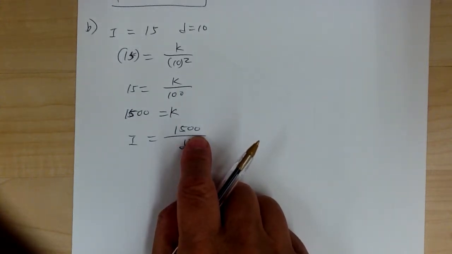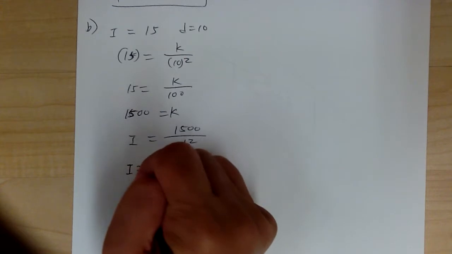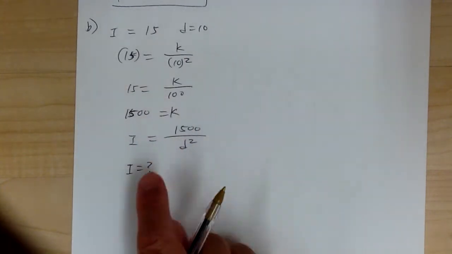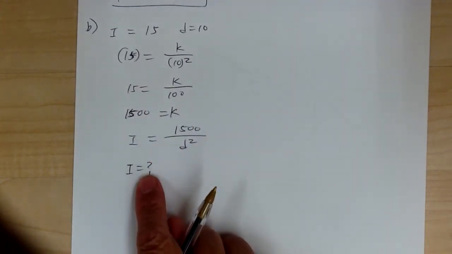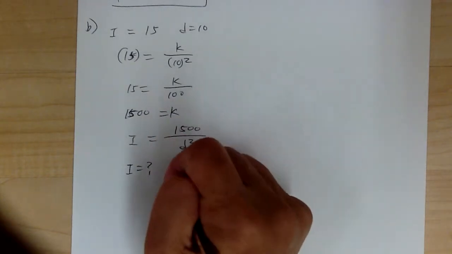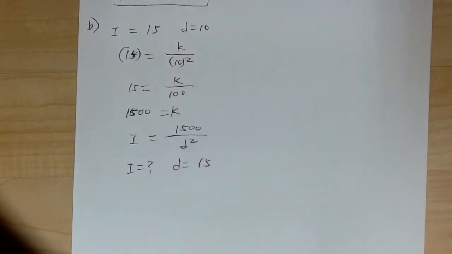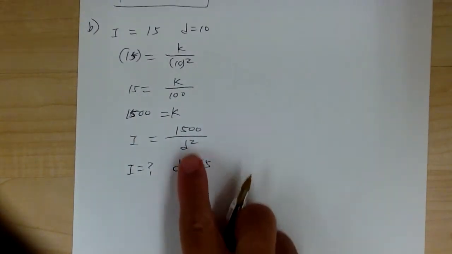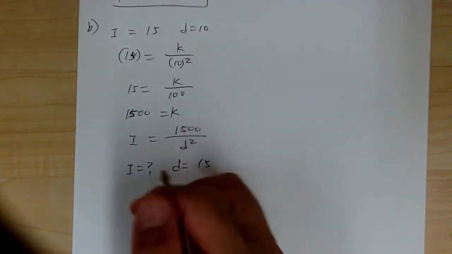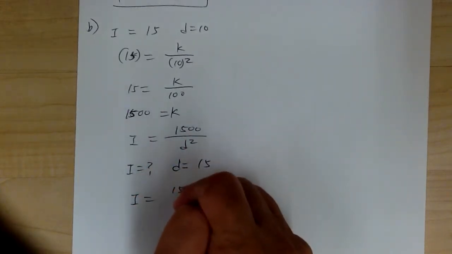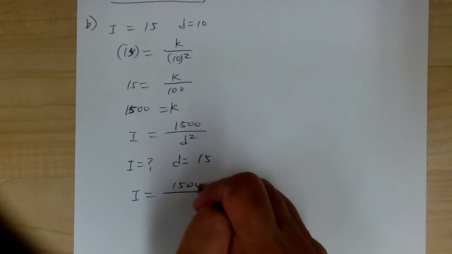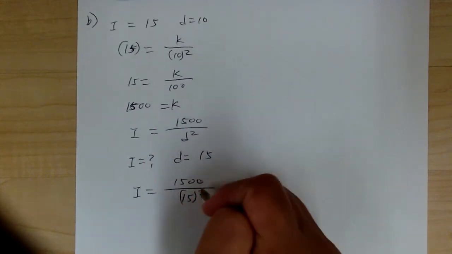Okay, so it says what is the light intensity? So I equals question mark, on the very end. So what is the light intensity at a distance of 15 feet? Okay, so now once you get the updated equation, you can answer the question. So you got I equals 1500 over 15 squared.